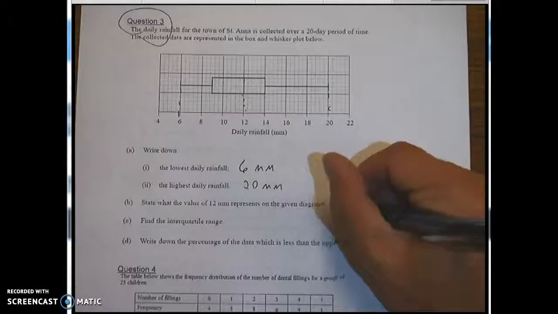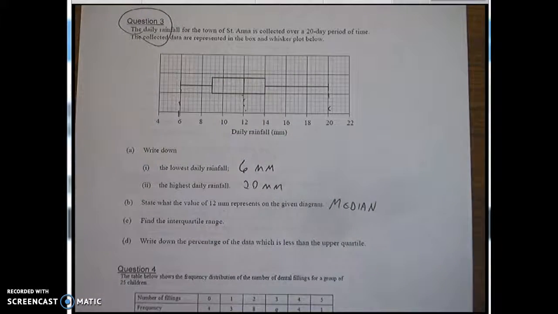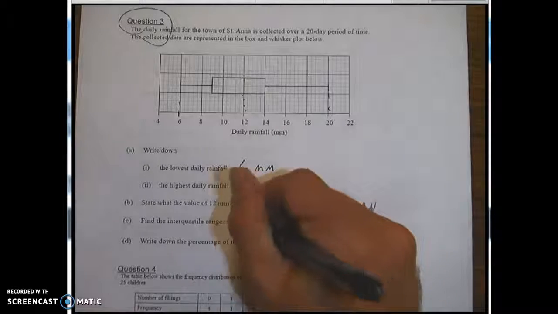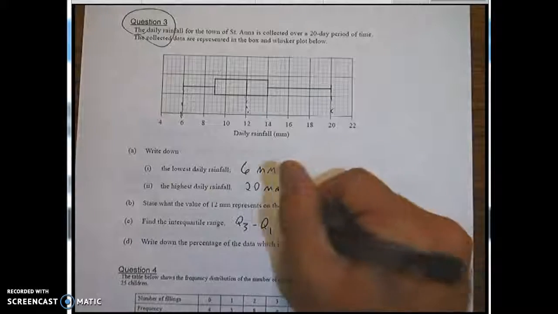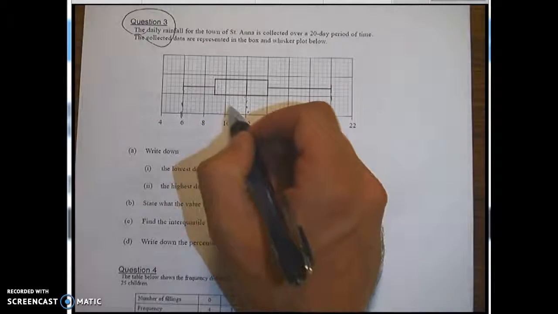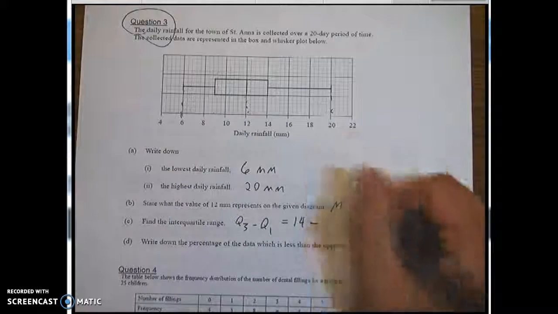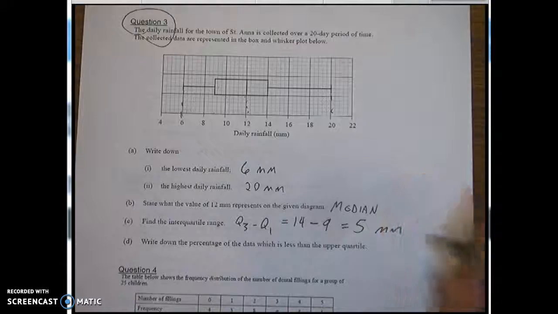Well, that's just your median. That line right down the middle of the box, that's your median. Find the interquartile range, that's Q3 minus Q1. Q3, quartile 3, is at 14 millimeters. Subtract off Q1, which is just about at 9 millimeters. That gives us a range of 5 millimeters.